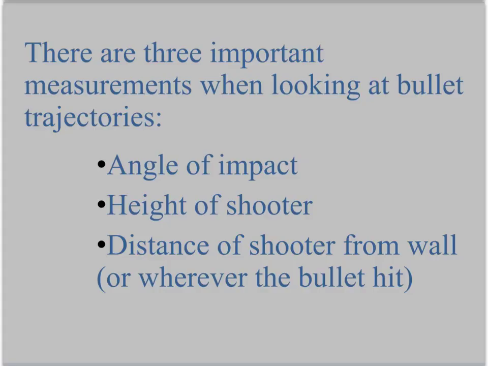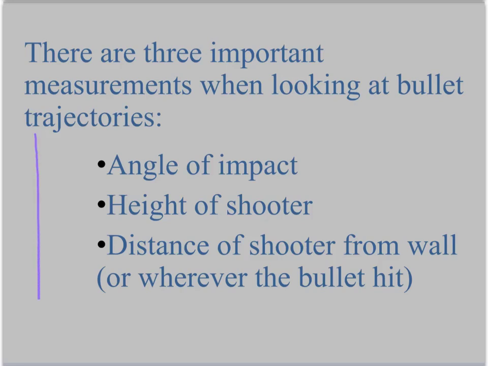Okay, so first things first, because this is an introductory forensic science class and you guys are just learning this stuff for the first time, we're going to assume that all of our bullets hit walls. Now, of course, every bullet that's ever shot does not hit a wall, but to make things easier and simplify things for us, we're going to say bullets hit a wall. So there are three important measurements when we're looking at bullet trajectories or paths that bullets take, and one of them is the angle of impact.